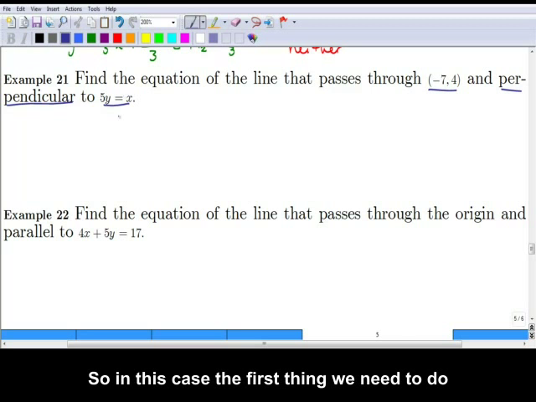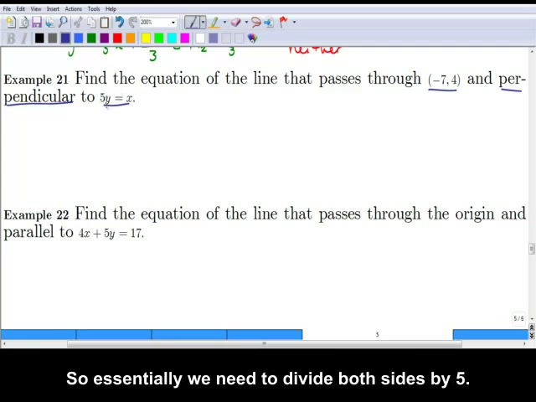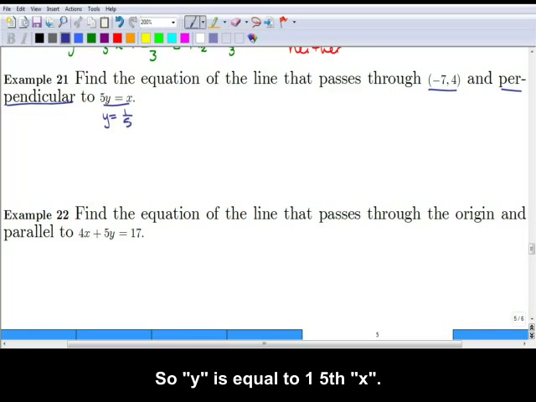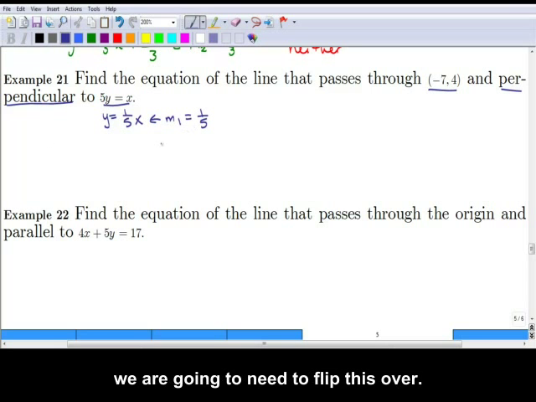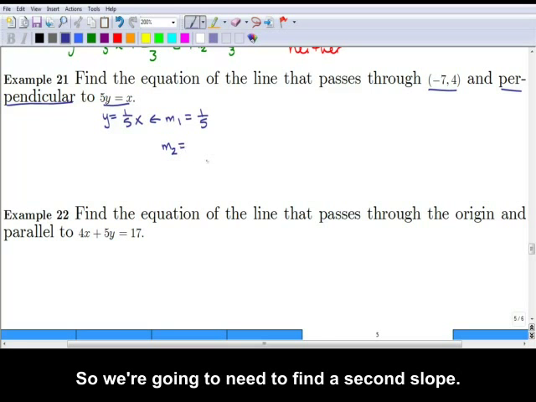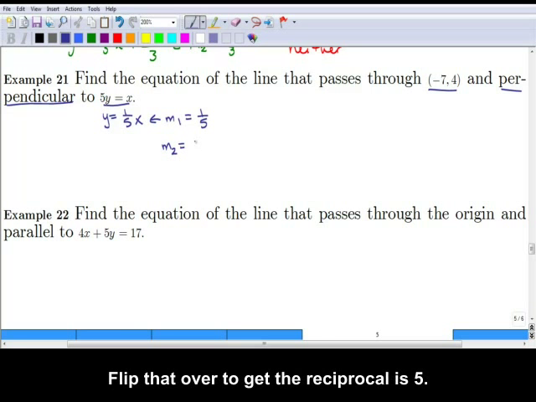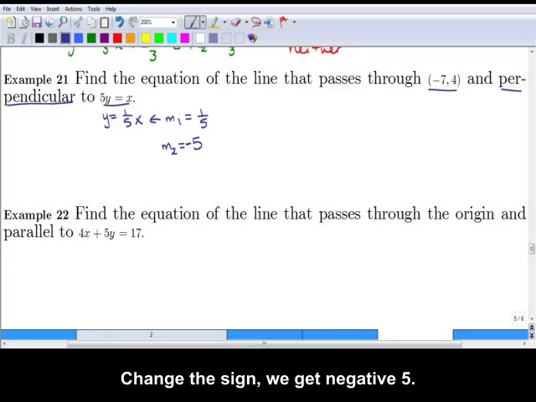So in this case, the first thing we need to do is solve that line to find our slope. Essentially we need to divide both sides by 5, so y is equal to 1/5 x. In this case, our m1 is 1/5. Now if we want to find the line that is perpendicular to this, we are going to need to flip this over, so we need to find a second slope. Flip that over to get the reciprocal as 5, change the sign, we get negative 5.